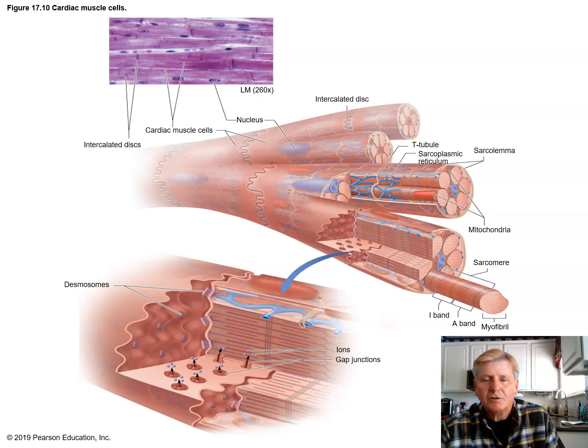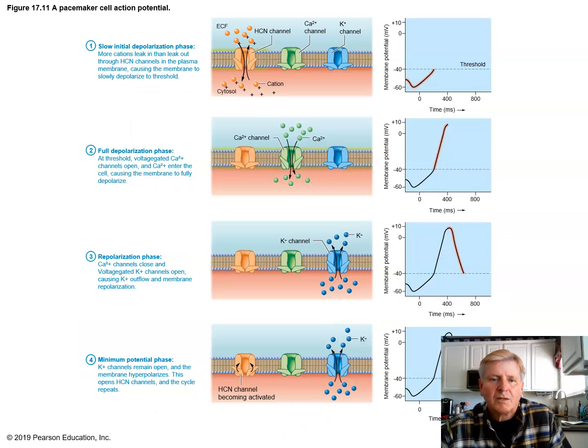Remember, it's the T tubules and the sarcoplasmic reticulum, those triads. That's what provides the calcium to the contracting muscle. So this is a pacemaker cell action potential, which is somewhat different than a cardiac cell action potential.